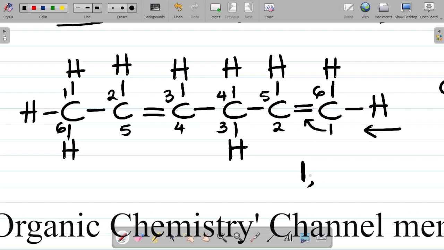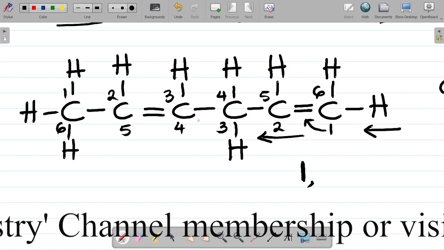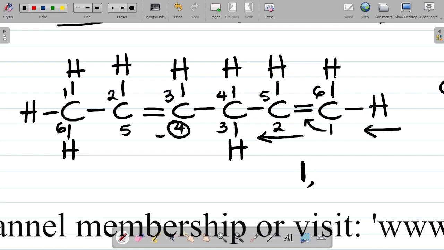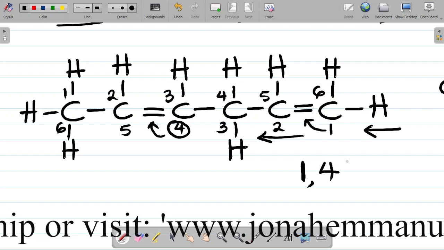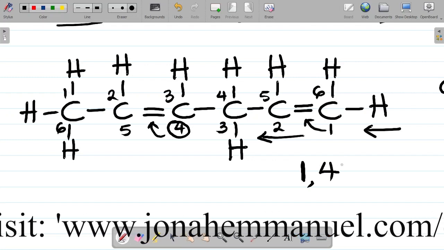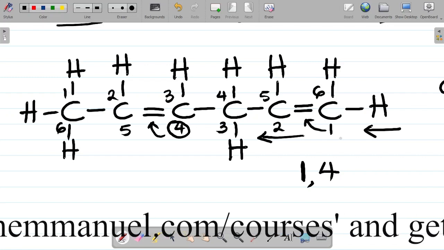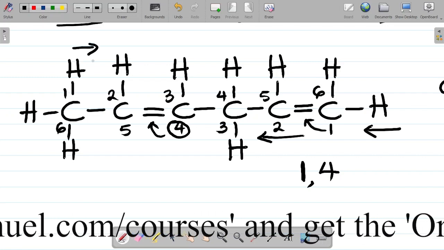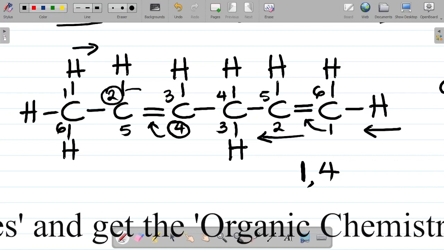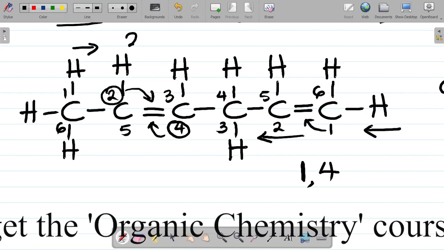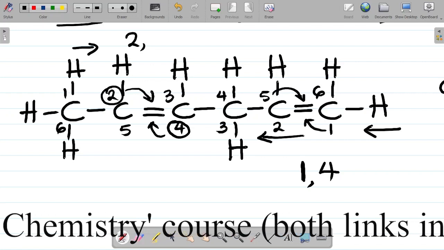So I'll take down 1. Also, moving through the lower numbering, after carbon 4, I have my second double bond. So I'm having 1 and 4. That means I'll have to pass through carbon 1 and carbon 4 before I get my double bond, going through the lower numbering. Let's go through upper numbering, which is this way here. Observe that I have to pass through carbon 2 before I get to my double bond. So it becomes 2. And also, I have to pass through carbon 5 before I get to my second double bond.